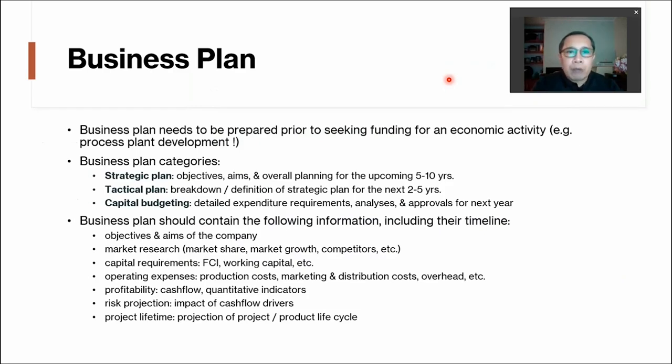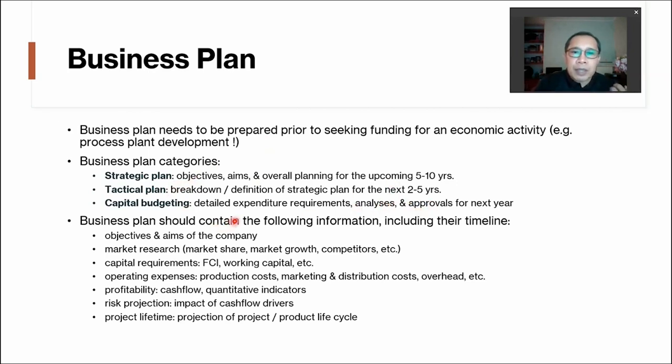Any project will require some sort of business plan. The complexity, of course, depends on the complexity of the project itself. The business plan needs to be prepared to seek funding for that project. Categories of business plan are as follows. This really depends on the length of time in which the business plan applies. So we have strategic plan, tactical plan, and capital budgeting. This is for long term, that's intermediate term, and this is for short term.